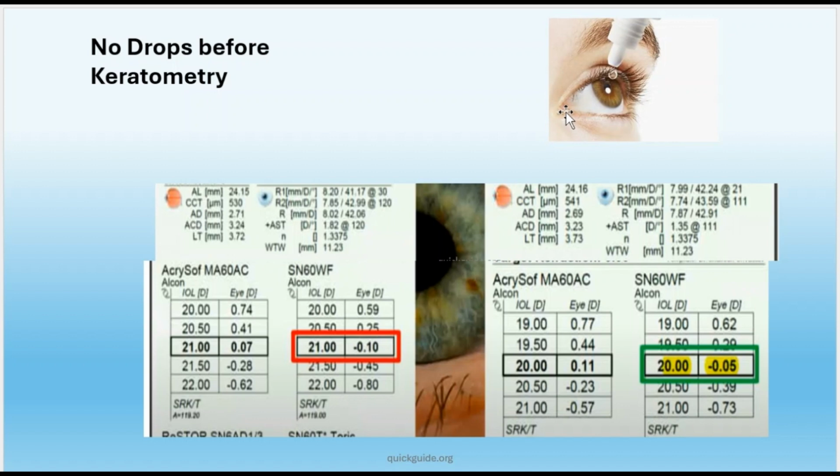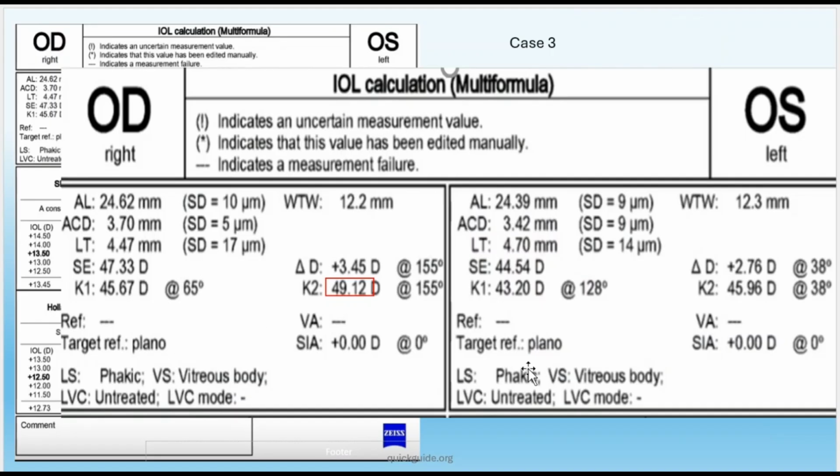And when you make the cornea steeper, you go for a lower IOL power, and thereby you may run a risk of a hyperopic surprise. In this case, for example, you can see that this patient has 49 diopters of astigmatism, which is quite high, more than the cutoff value.